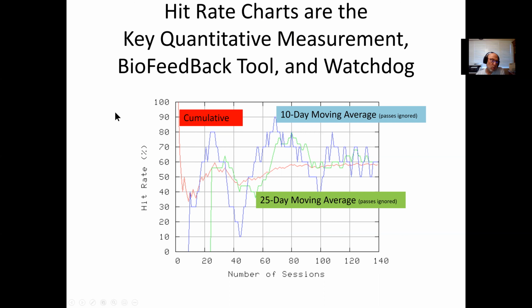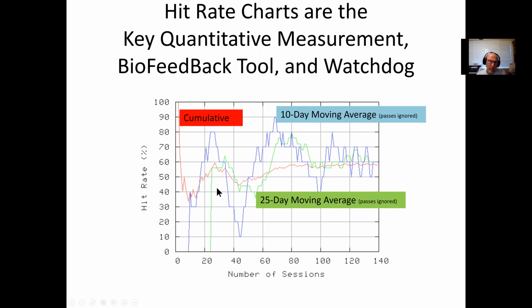The hit rate is just what it sounds like. It's the number of hits up to a given session number divided by the number of hits plus misses. Passes are ignored, okay, in terms of the hit rate. Now, passes are a prediction. In fact, I think people don't really pass enough. But in terms of the hit rate, they are totally ignored.